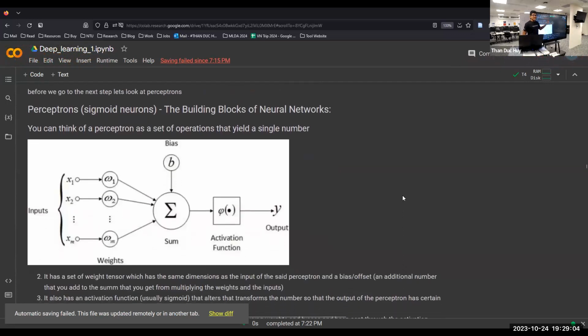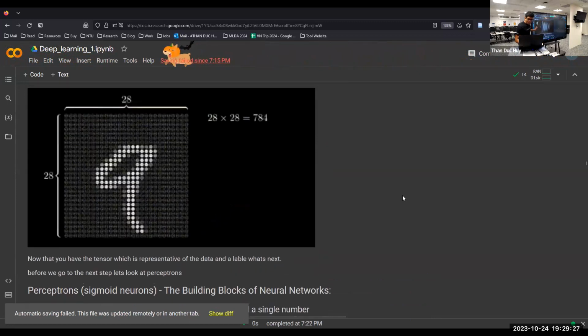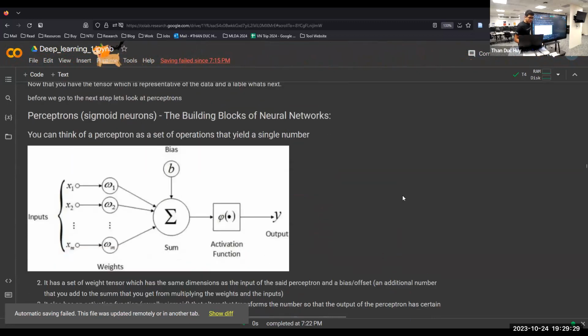Well, let's just expand on what we learned last time. We learned about linear regression, and this is essentially an expansion of that, okay? So what we have now is called a perceptron. A perceptron essentially has a few weights corresponding to the number of inputs. In our case, it's 784. And then it has a bias.